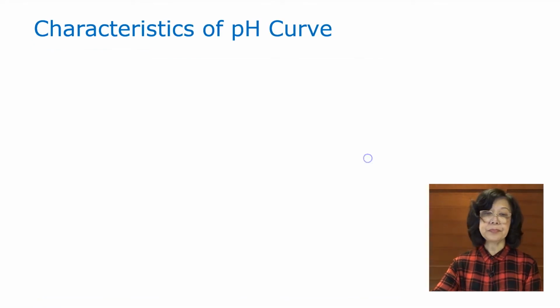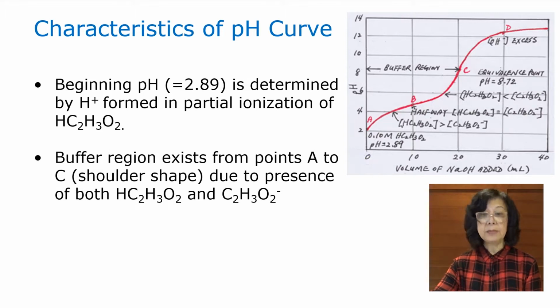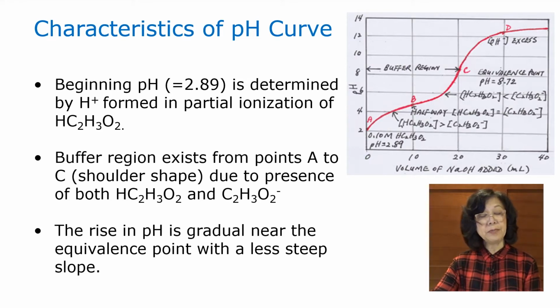base. So characteristics of the curve, recapping it: beginning pH 2.89 determined by partial ionization of the acetic acid. Buffer region goes from A to C. There's a shoulder here due to the presence of both components in the buffer. The rise in pH is very gradual near the equivalence point, not as steep.